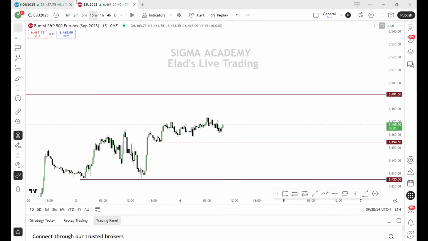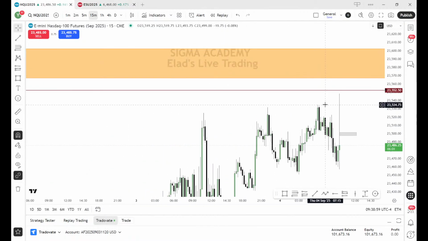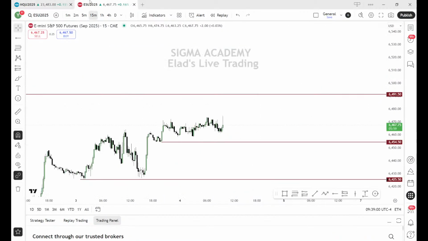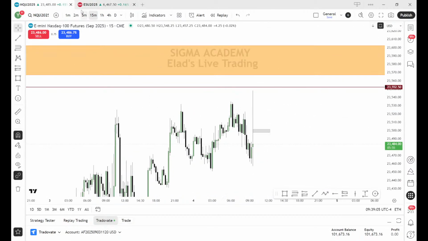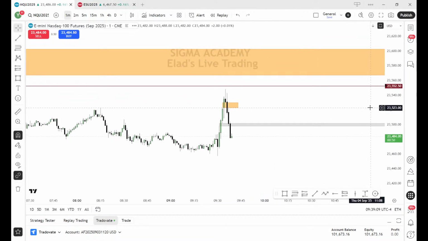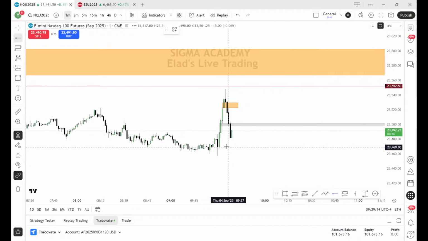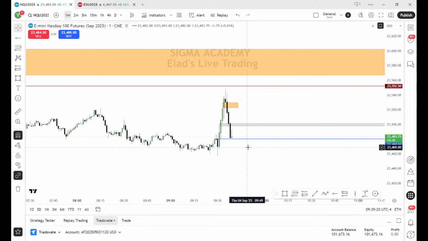On the ES, it took the highest high. Oh, and the NQ is the same. Okay, so we are good for now. I don't buy it for now. Maybe it just tapped into this order block right here. Go higher.